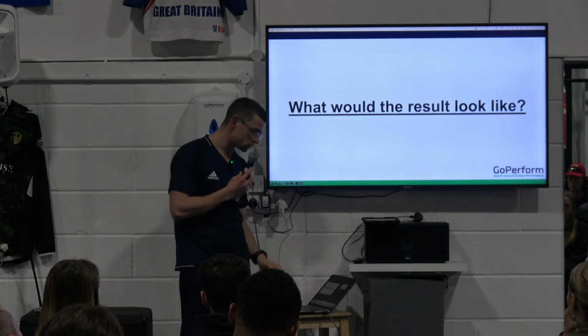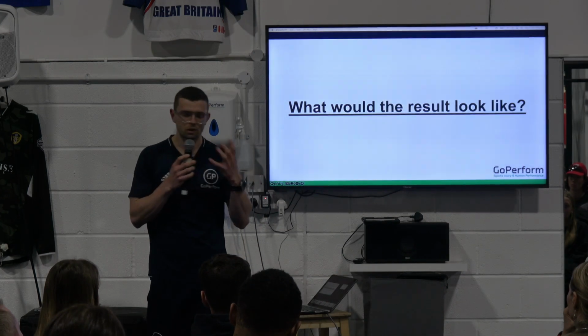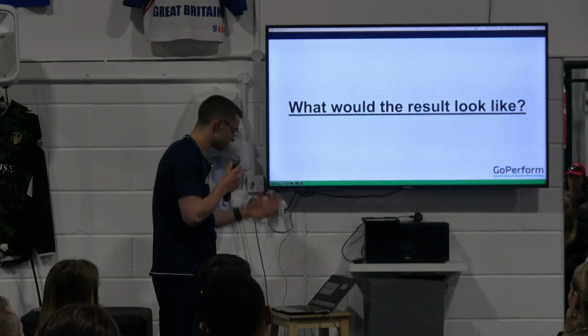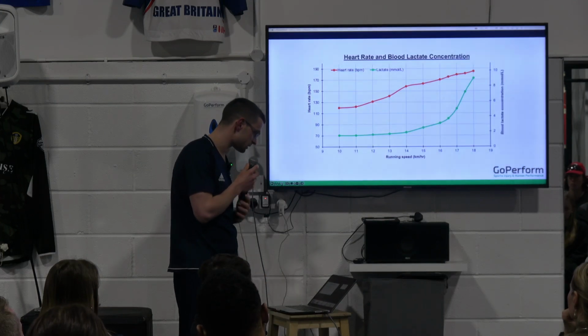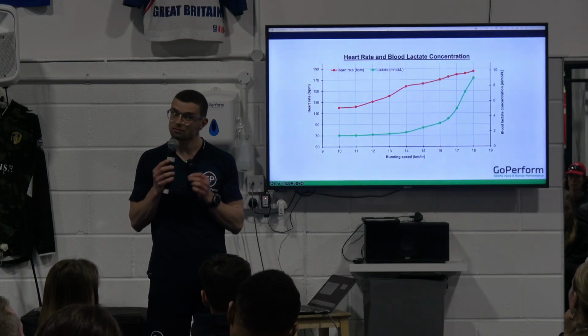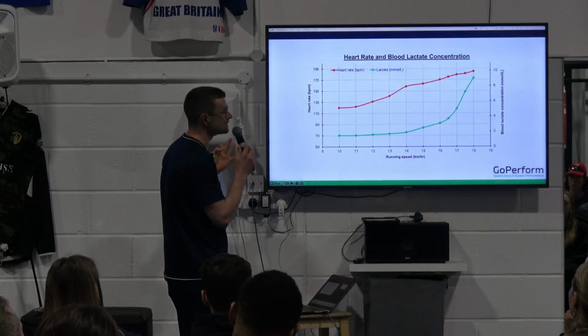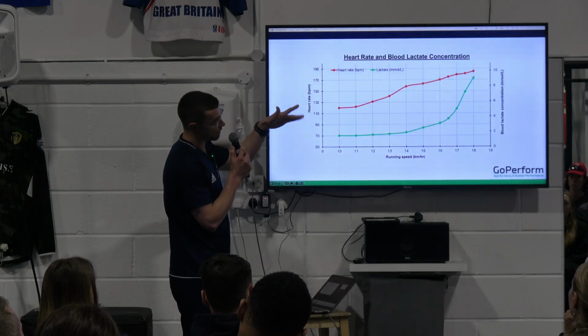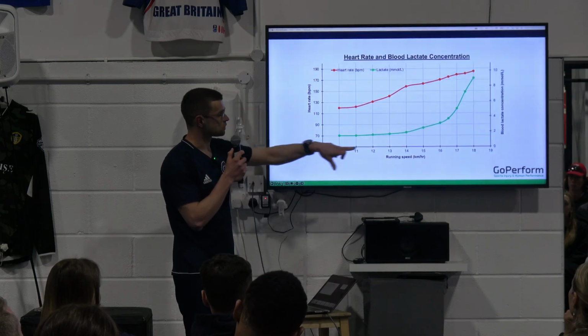Right, and what would the result of that look like? So following a test, what do you get? What does it look like? A little bit like this. This is what we call a lactate profile, and this is something we put together following a test. All it is, is heart rate and lactate on a graph against speed.